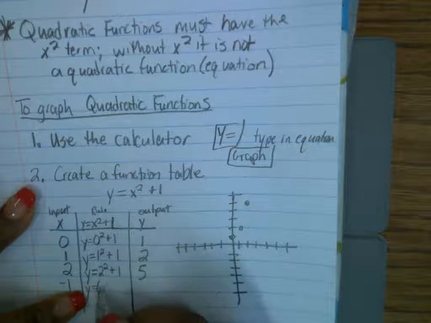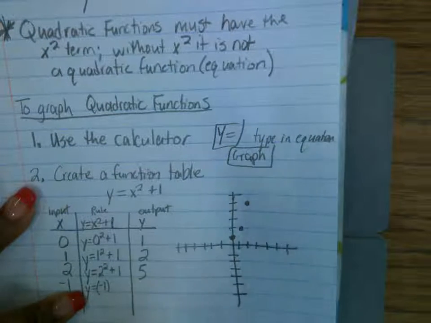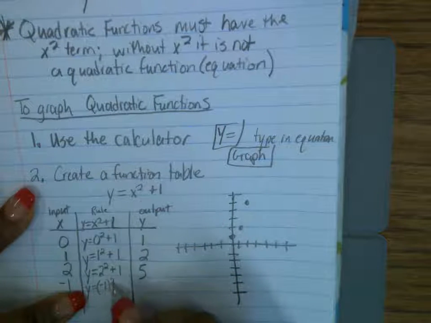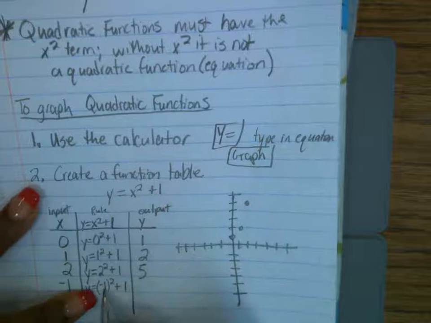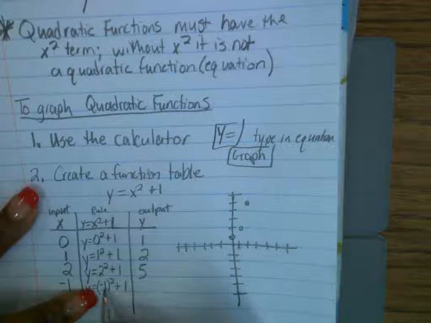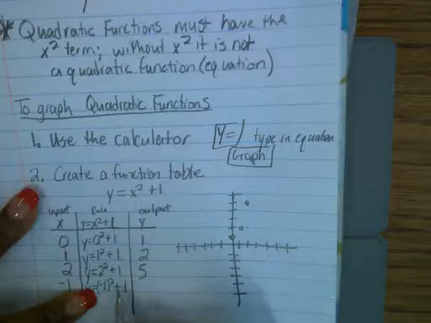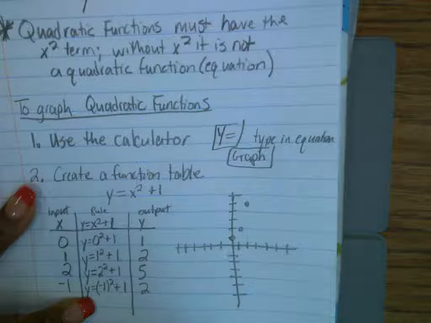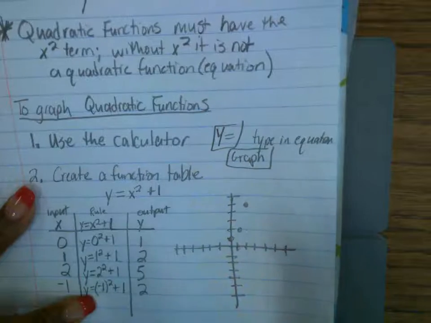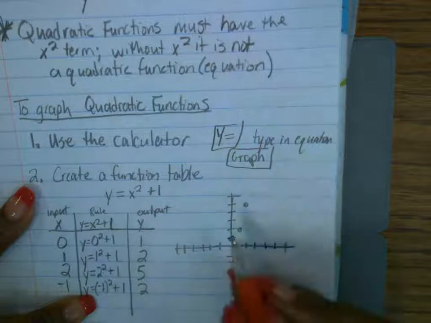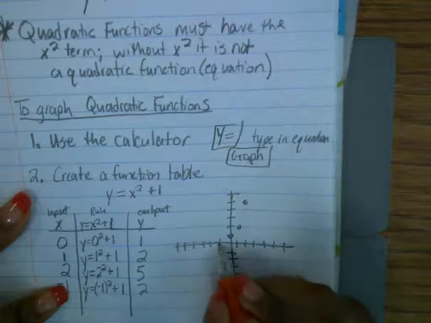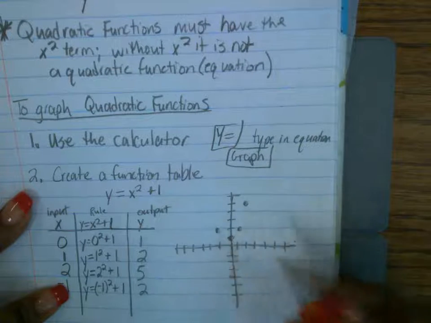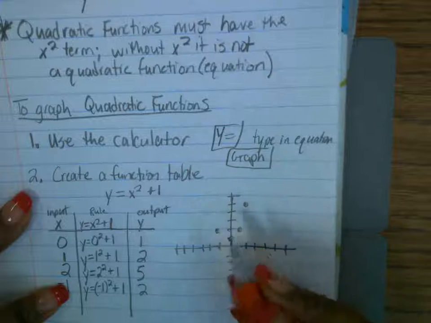So we got -1. I'm putting in parentheses because the negative goes with the 1. So I got (-1) squared plus 1. So -1 times -1 is a +1. And then we got +1. So that's going to give me 2. Okay. Because a negative times a negative is still a positive. So I'm going to go over to the -1 and go up 1, 2. Well, what do you know? I get a curve. Okay, it's curving back up.